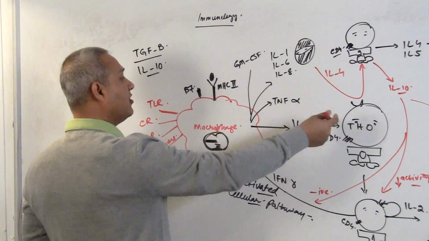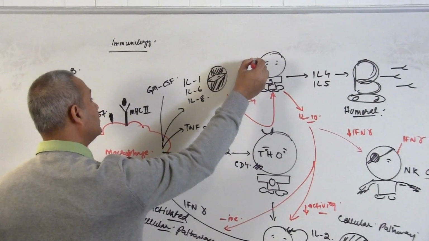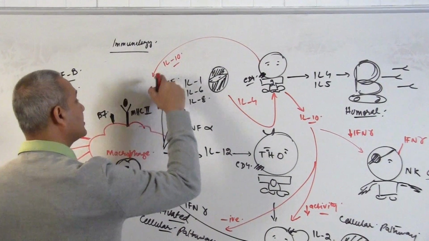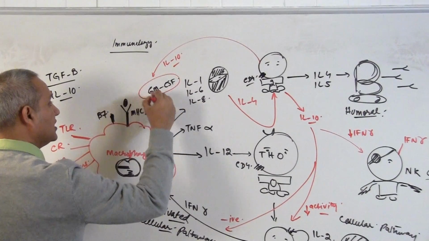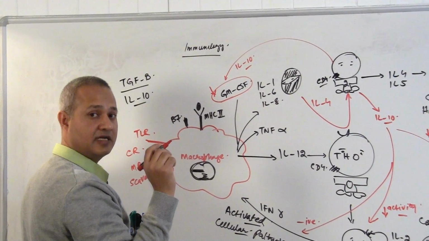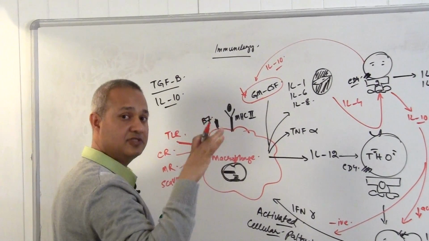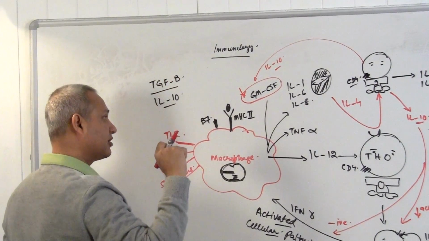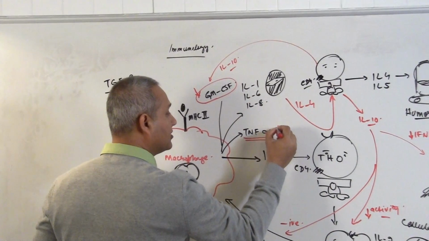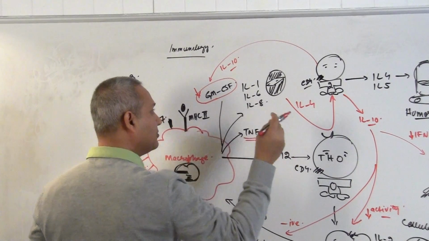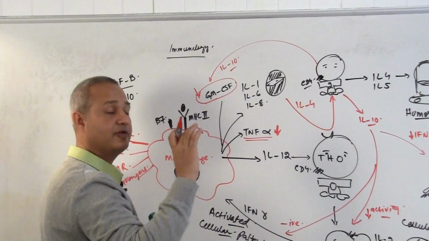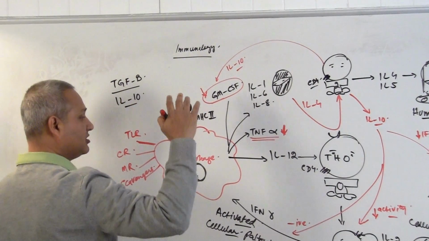And then a very, very important thing: when interleukin 10 acts on the macrophage, it reduces the GM-CSF, granulocyte monocyte colony stimulating factor, so it reduces further production of these monocytes and macrophages. It reduces tumor necrosis factor alpha. Do not forget these things, write them down somewhere. It reduces the secretion of tumor necrosis factor alpha from the macrophage. That is the second thing which it does.